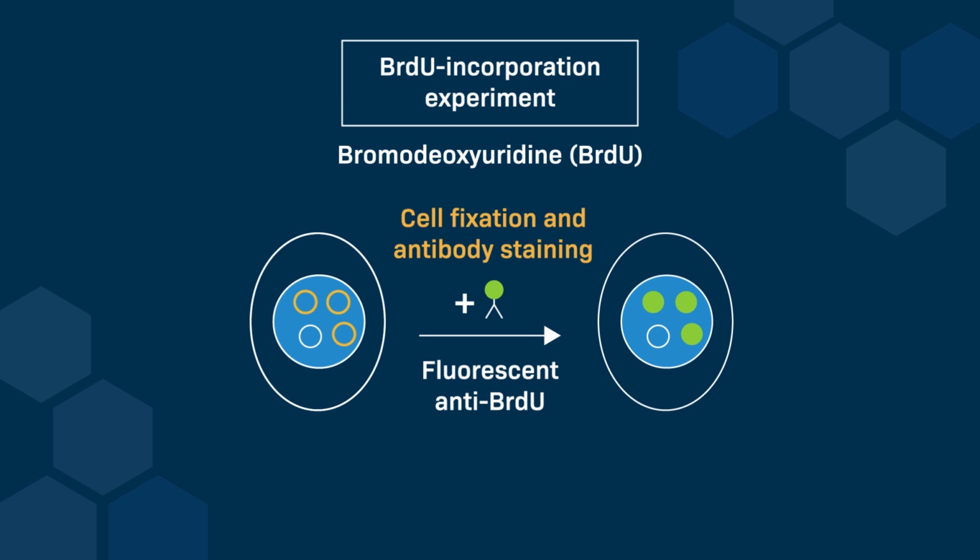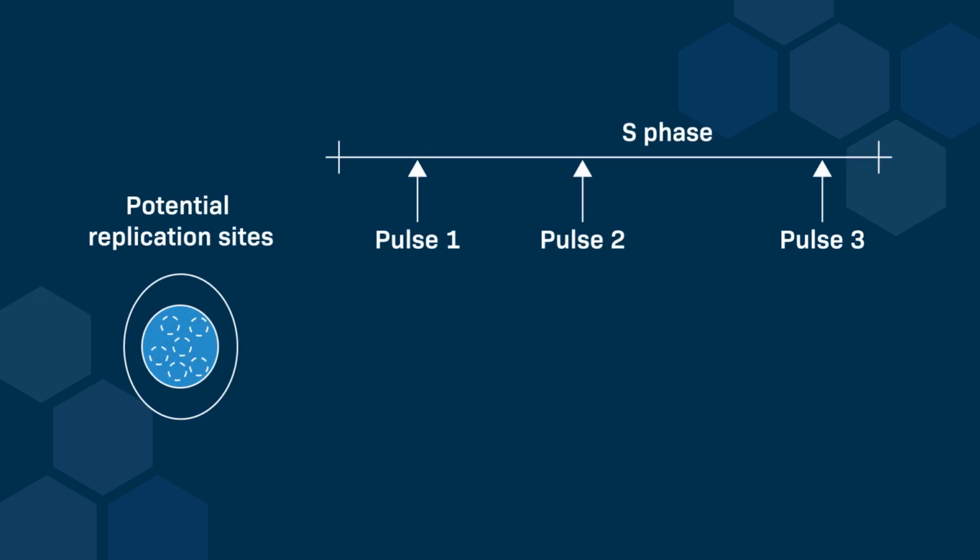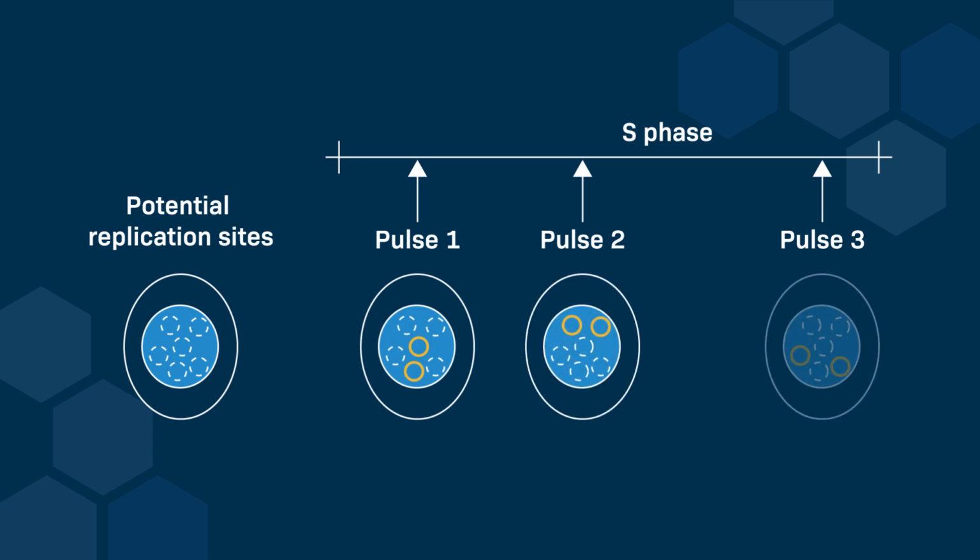This approach relies on the timing of the pulse, as a given origin of replication is only activated once during the S phase. What results would be expected when the BrdU pulse is performed at different time points during the S phase? If potential replication sites are not all activated simultaneously during the S phase, then a single pulse conducted at time points P1, P2, or P3 will yield different staining patterns.